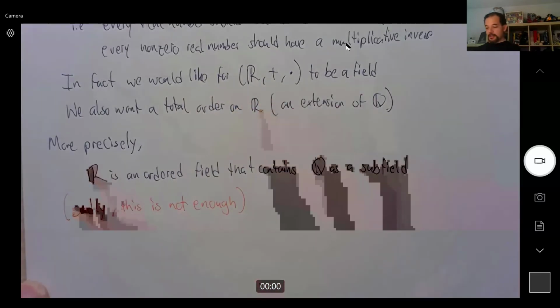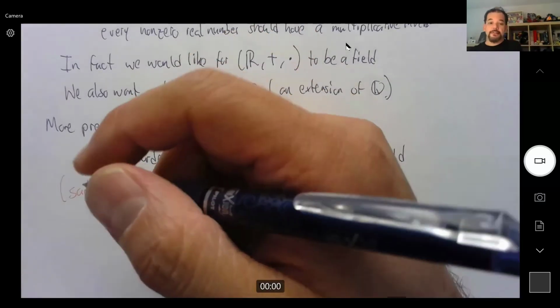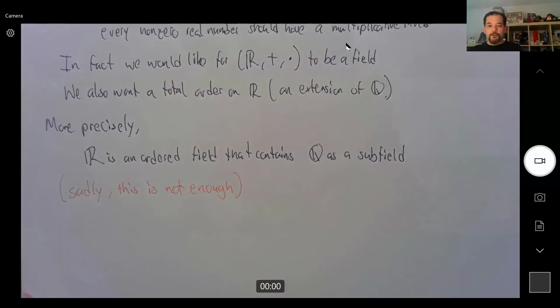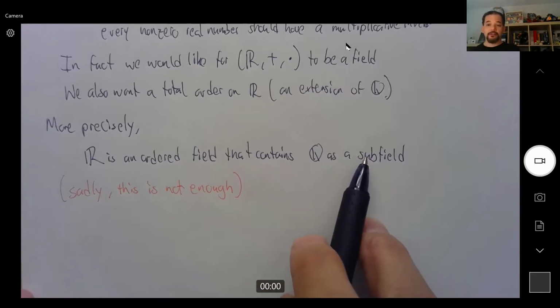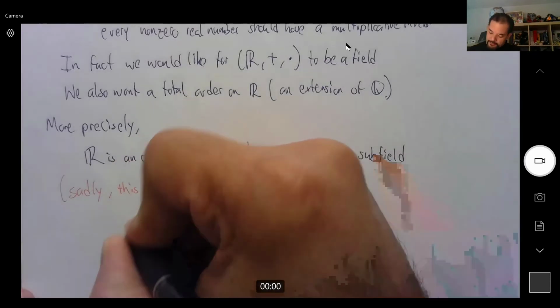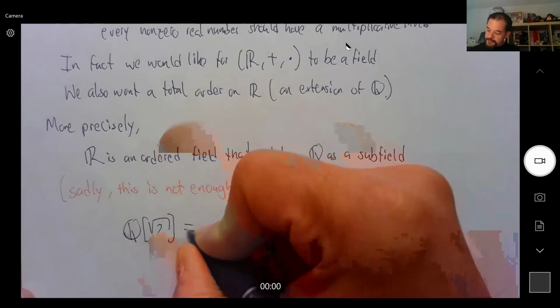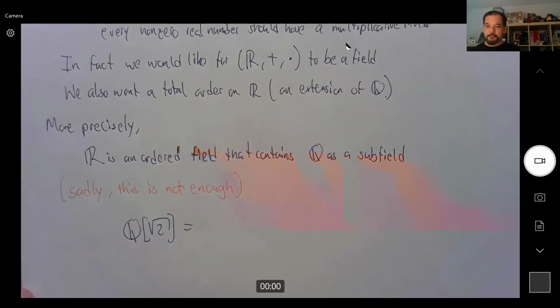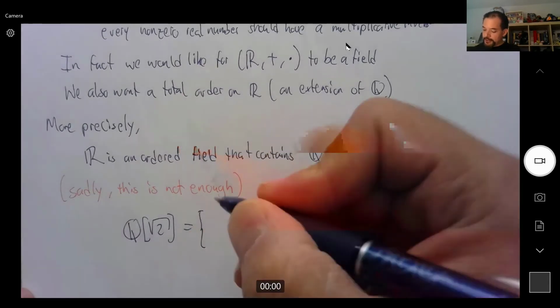And I'll tell you, for those of you that have taken 360, probably you already have an idea of why this is not enough. Well, it turns out that there are fields that have this property, and that they are not the real numbers. See, for example, there's this field, Q root 2. If you've never seen it before, don't worry too much about this remark. You'll learn a little something, but I'll tell you what it is.